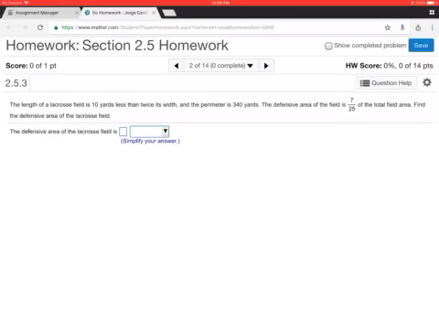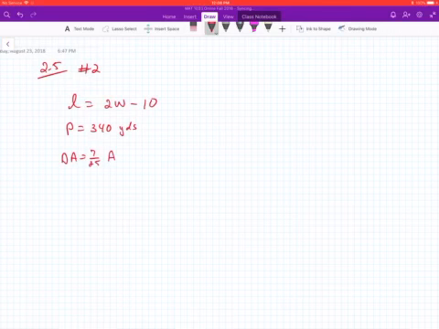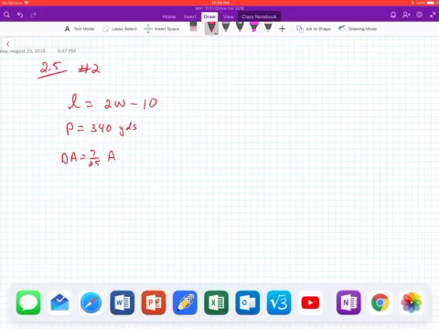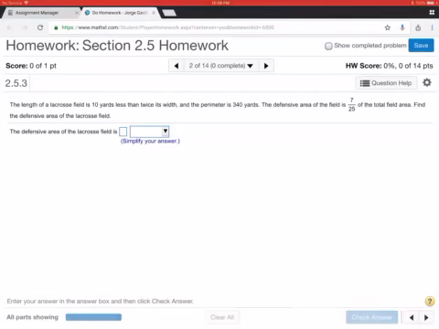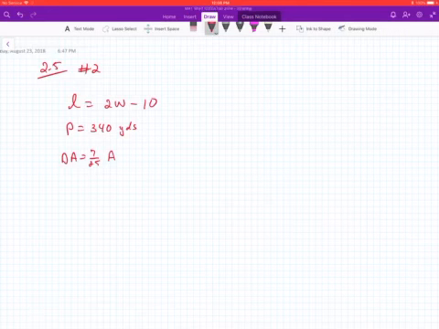Now, the length of the field, it tells us that it's 10 yards less than twice its width, and the perimeter is 340 yards. So if I write this down, the length is 2 times the width, 10 yards less than 2 times the width. When it says less than, that usually goes behind whatever it is that they're telling you that is less than. The perimeter is 340 yards, and it's also telling us that the defensive area is 7/25 of the total area of the field. That's sufficient information for us to solve some of the things that we need in order to get ultimately to the final answer, which is this right here, which is what we're looking for.